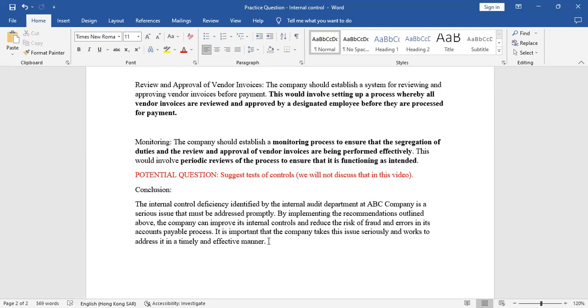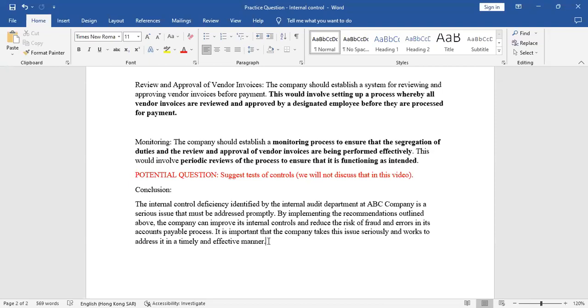The internal control deficiency identified by the internal audit department at ABC company is a serious issue that must be addressed promptly. By implementing the recommendations outlined above, the company can improve its internal control and reduce the risk of fraud and error in its accounts payable process, right? So you see, your conclusion has to be very brief. You could simply reiterate what you wrote, or just simply make a reference to the answer that you have written.